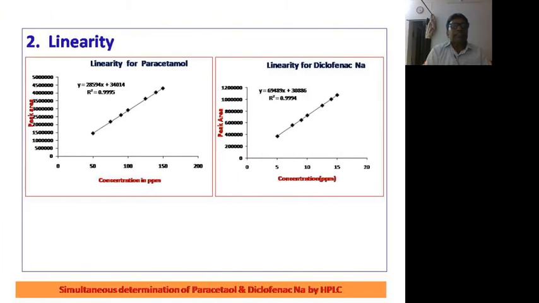Now, linearity, the second validation parameter. The linearity graph for the two drugs shows that there is a proper correlation between the peak area and concentration, and the correlation coefficient is around 0.999, and that is the requirement for the method development.